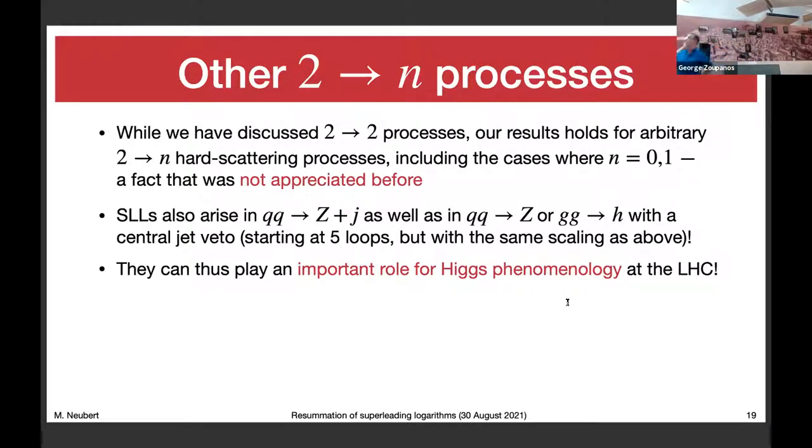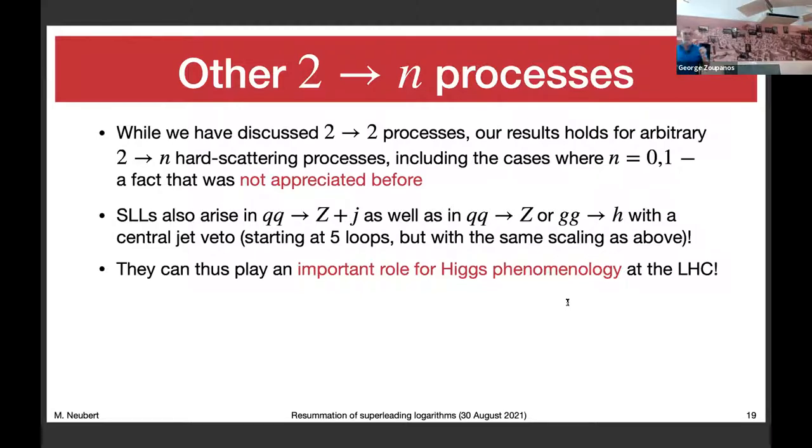But actually, the formula which we derived holds for arbitrary 2 to n. So you just replace h4 by h2 plus n, and then the formula holds. And in particular, it holds if n equals 0 or 1. And this is something that was not appreciated.